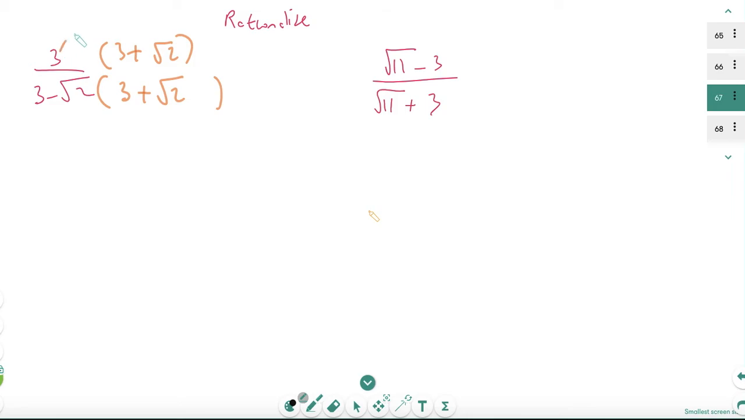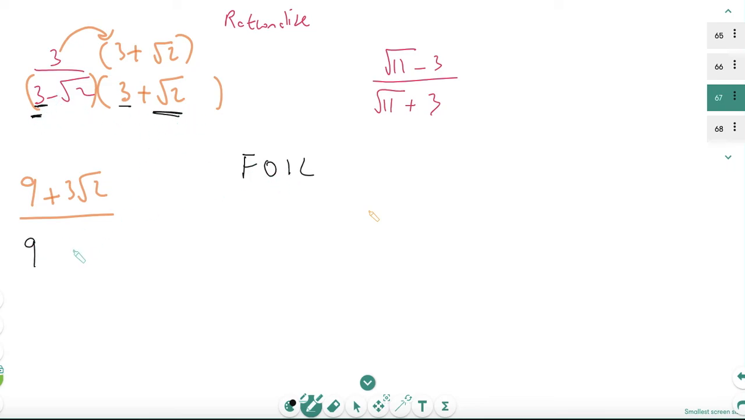So I see brackets, so 3 times 3 is 9. 3 times root 2 is positive 3 root 2. Here, I'll put this in brackets. So once you put in brackets, you see you have to use FOIL. First, outside, inside, last. How you expand double brackets. F stands for first, so first terms. 3 times 3 is 9. O stands for outside, the outermost terms. 3 and positive root 2 is plus 3 root 2.